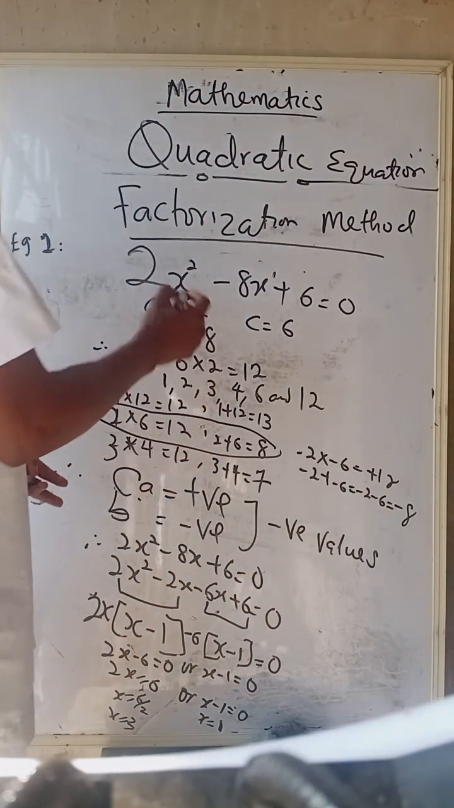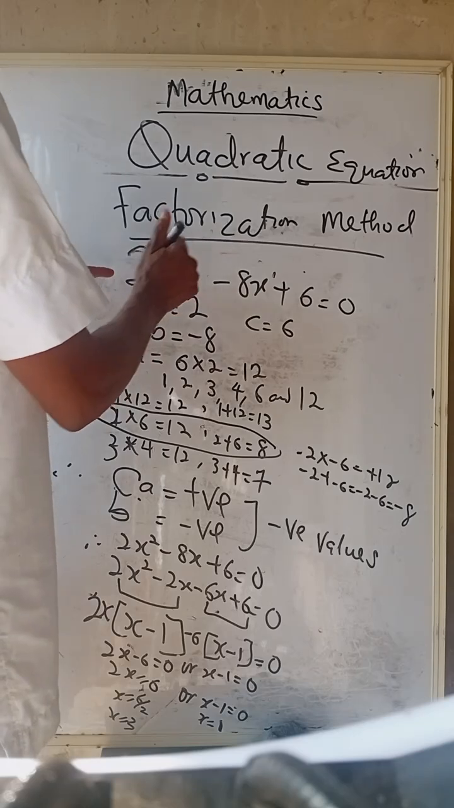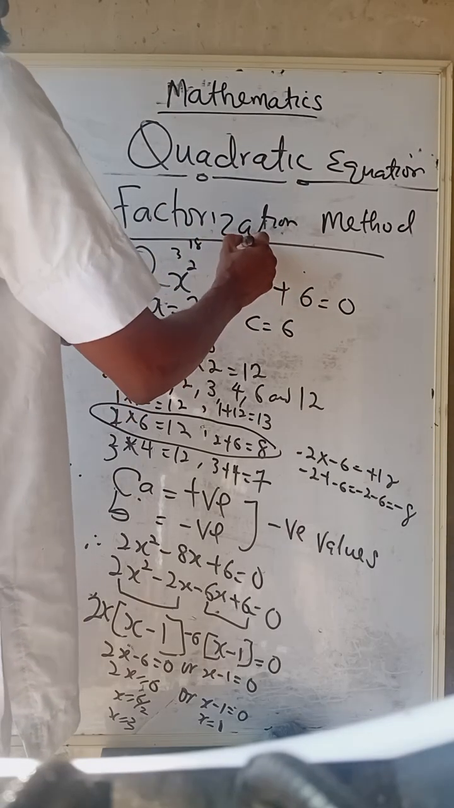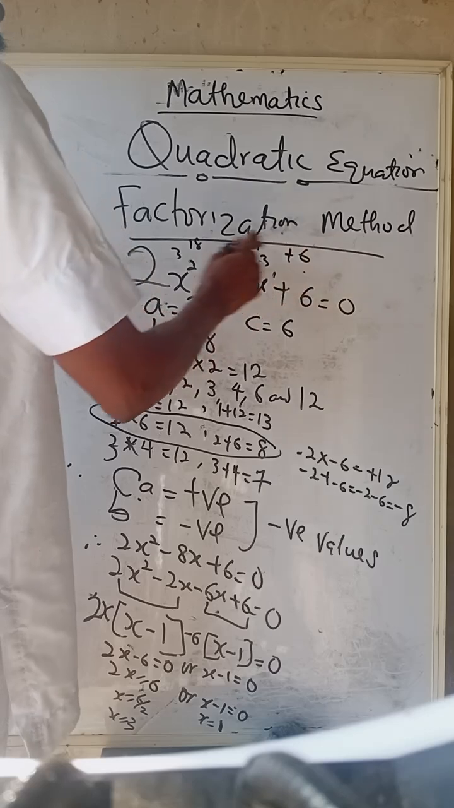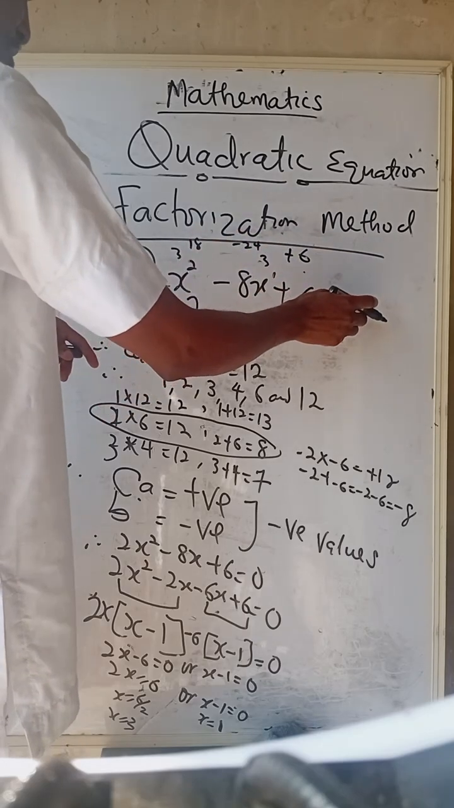And if you want to check, if you put 3 here, 3 squared is what? 9. 9 times 2, 18. If you put 3 here, 8 times 3 is 24, minus 24 and plus 6. 18 plus 6, 24. 24 minus 24, you are having what? 0.